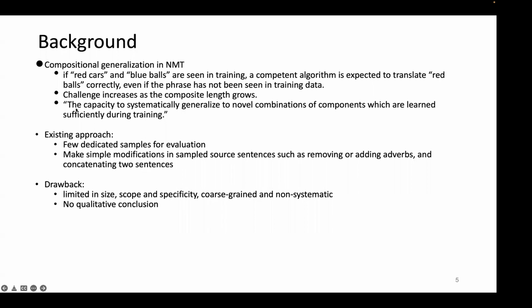And from the original paper, they said it is the capacity to systematically generalize to novel combinations of components that are learned sufficiently during training. Yeah, that's the idea. But if there is word-to-word translation, why is it a challenging task? Suppose we have a rule, red corresponds to 红 in Chinese and cars corresponds to 车 in Chinese. So the sequential combination would just translate red cars correctly. And I don't see it as a challenge. They will have more examples later.